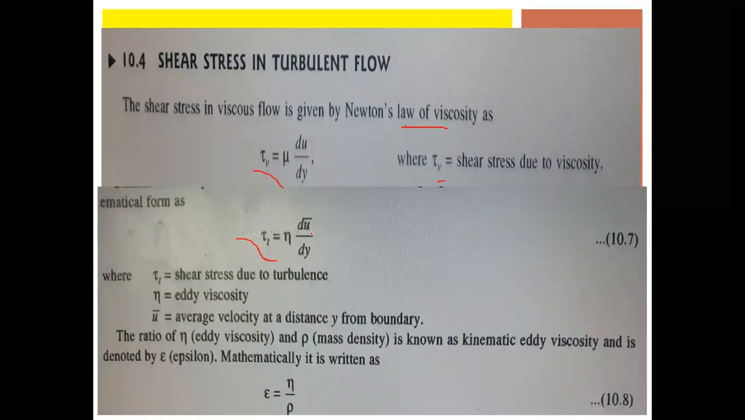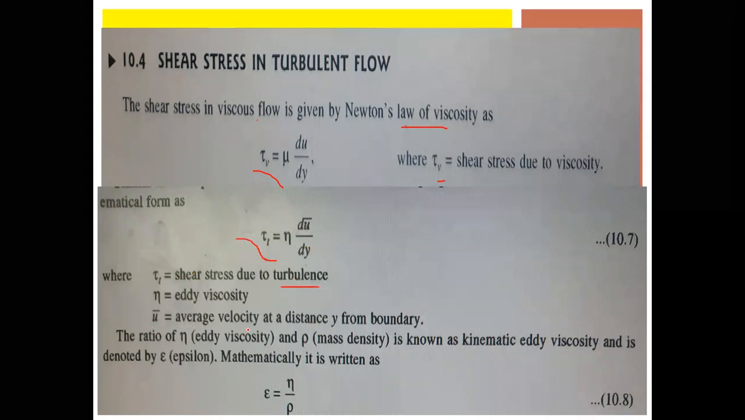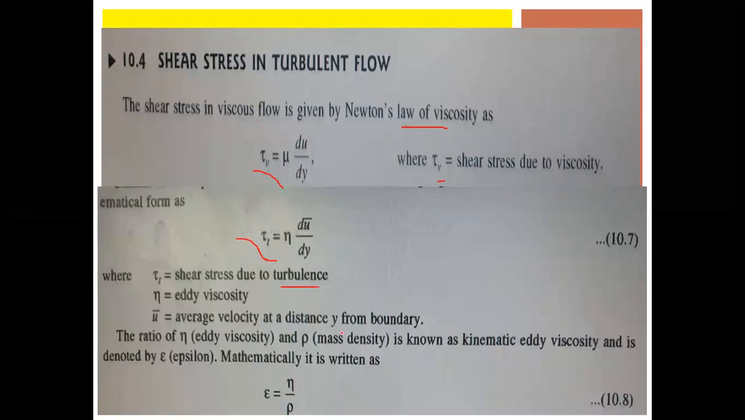eddy viscosity into dou u bar by dy. Therefore, tau T is the shear stress due to the turbulence. Shear stress due to the turbulence is equal to eddy viscosity, and u bar is the average velocity at the distance y from the boundary, right? So the ratio of this one is nothing but eddy viscosity.